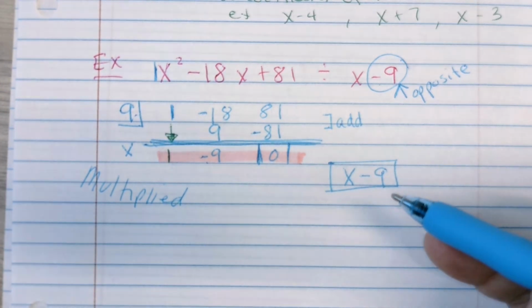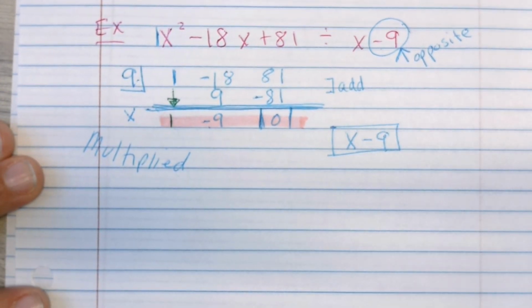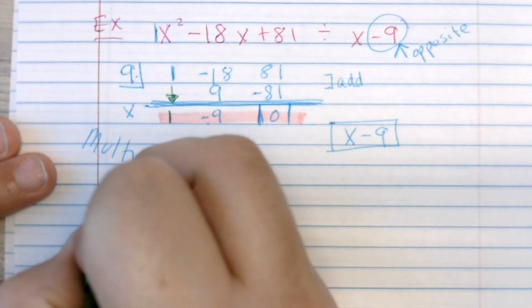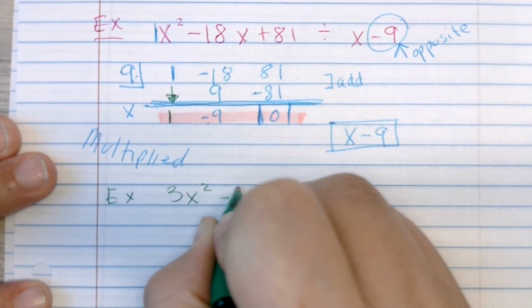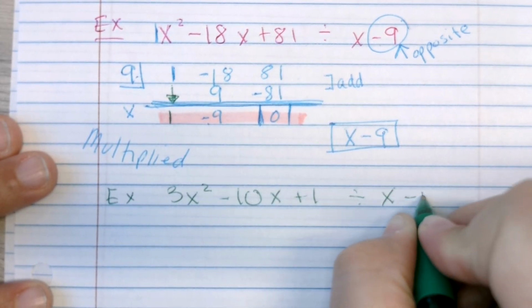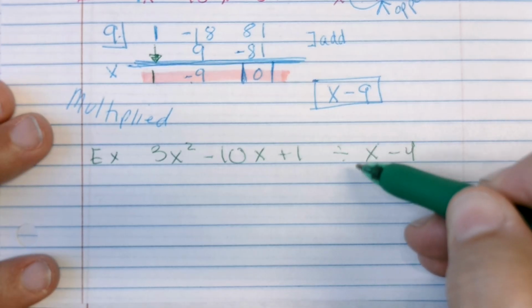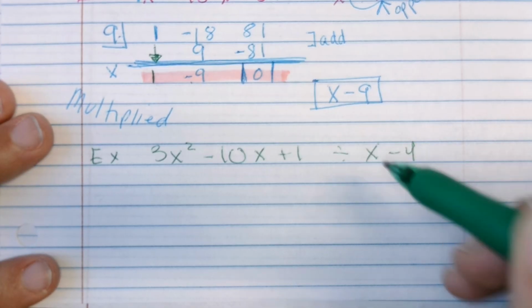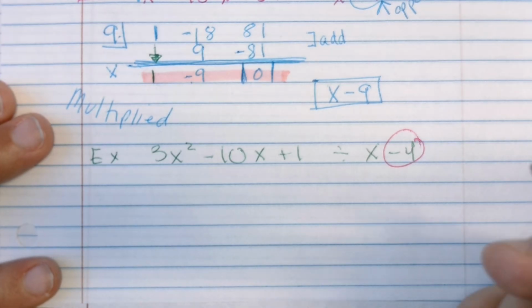I'm going to do another one so you can see that again. This time I want to do, let's say we have 3x squared minus 10x plus 1 divided by x minus 4. I want to check if I can do synthetic division. There's a 1 out here in the coefficient, so yes, I'm good to go. I'm going to take the opposite of a negative 4, which gives me a positive 4.